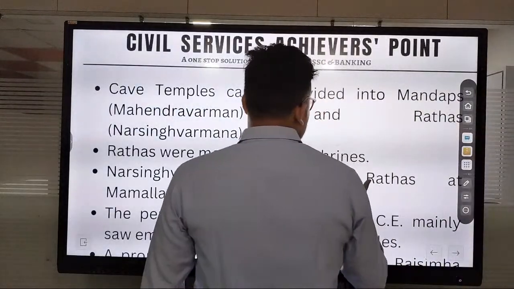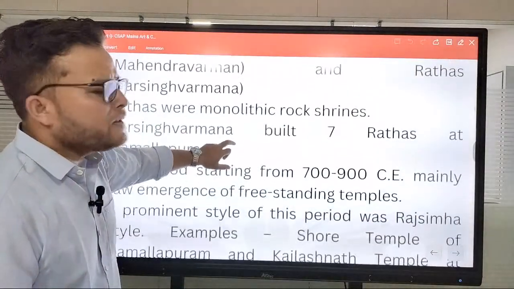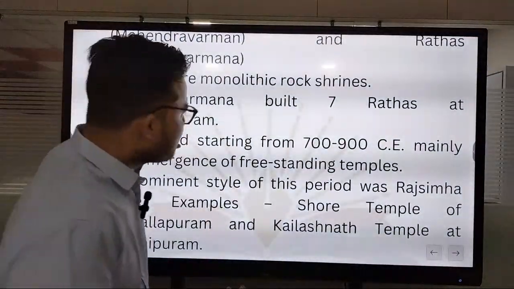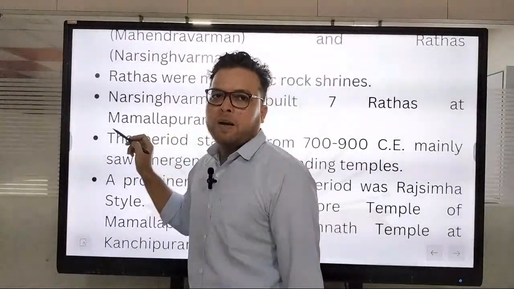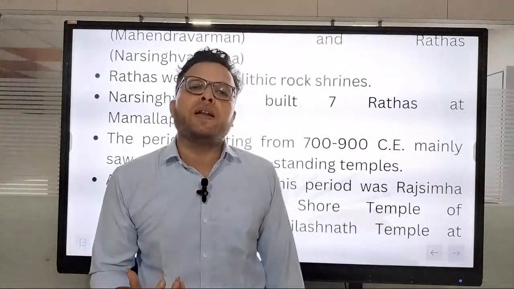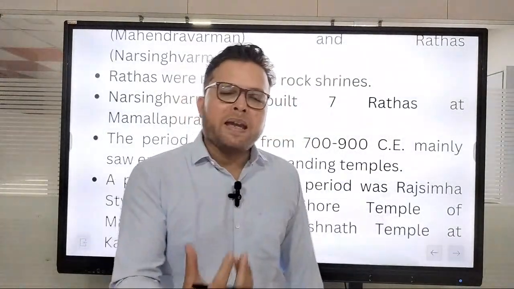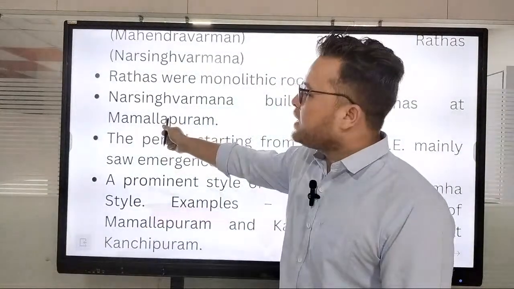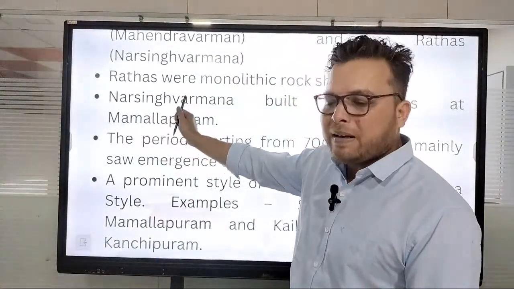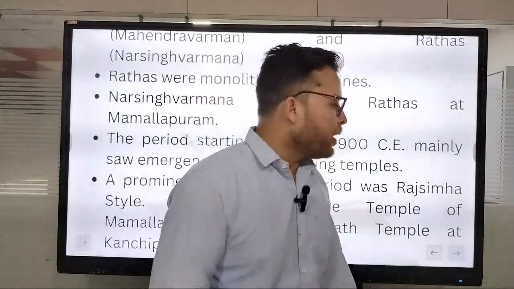Now, these Rathas, like I said, were monolithic shrines, and Narsingh Varman built 7 Rathas in Mamallapuram. Focus on this name, Mamallapuram. It is also known as Mahabalipuram. It is very close to Chennai. In fact, this city of Mahabalipuram or Mamallapuram itself was founded by Narsingh Varman.